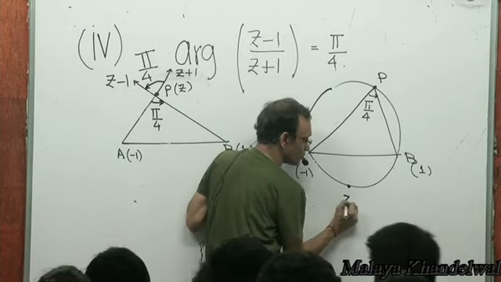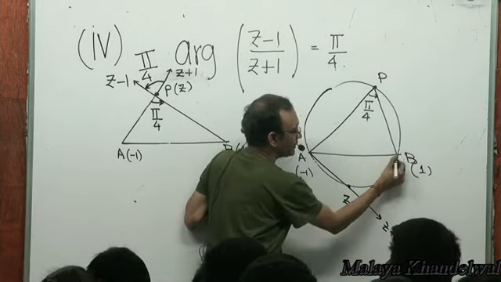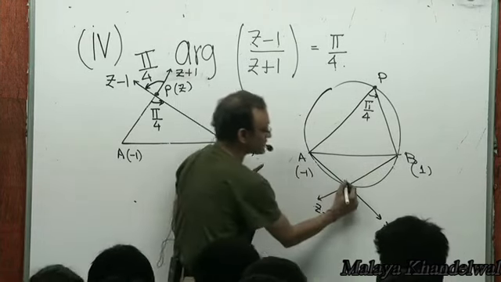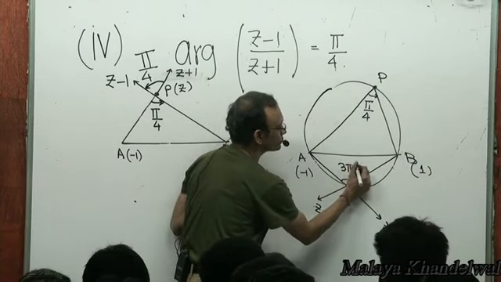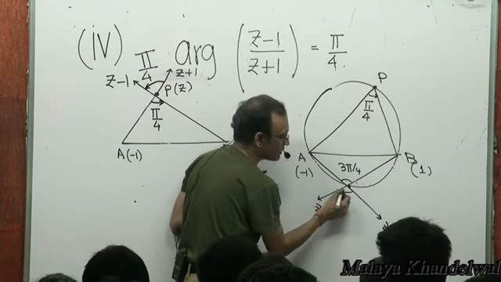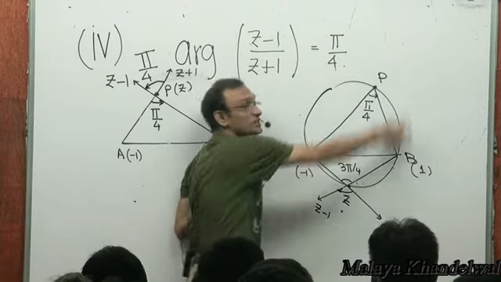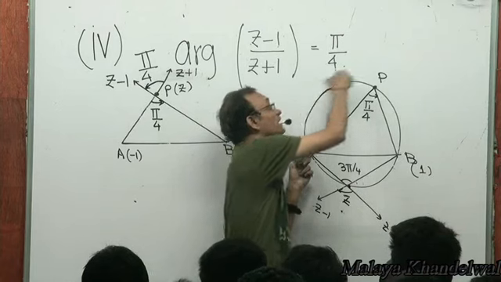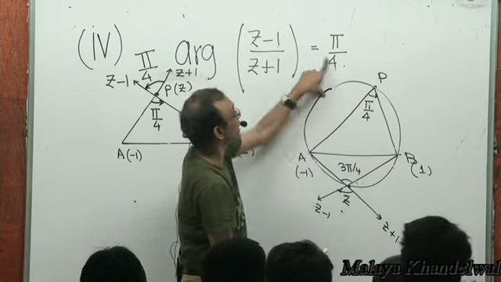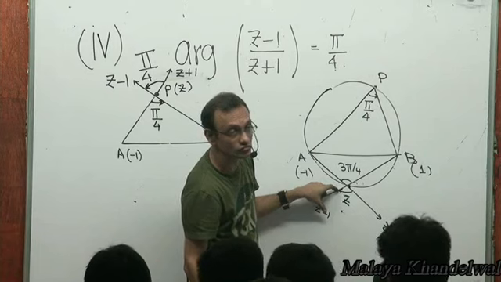See, if Z was a point here on the minor segment, then this would be Z plus 1 and this would be Z minus 1. Then you must realize that if this is pi by 4, this would be 3 pi by 4. The amount by which you must rotate Z plus 1 so that it coincides with Z minus 1 would be minus 3 pi by 4. Then it wouldn't have been pi by 4. So Z does not describe the entire circle. It describes only the major arc of the circle, because on the minor arc, if Z were to be there, then this argument would have been minus 3 pi by 4. Yes or no?